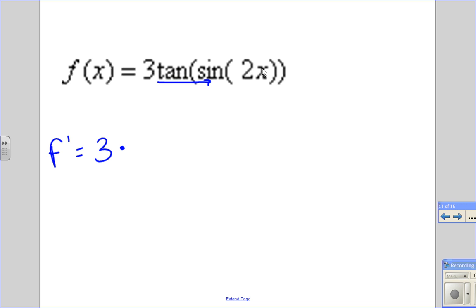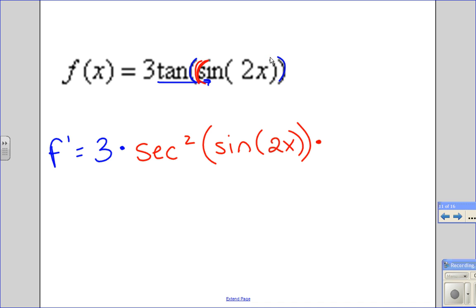So tangent is the first thing we see. Tangent is the big, kind of like the big doll here, the big daddy here. The derivative of tangent is secant squared of x, and so I'm going to write that as secant squared of, do not touch the inside. Remember, the first time through, you write it just as it is. Times, now let's keep working our way inside this little nesting doll. So now I'm here. Times the derivative of this.